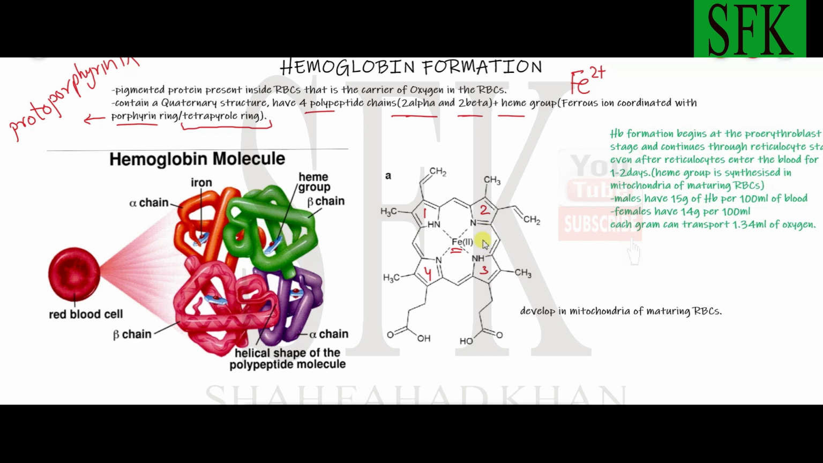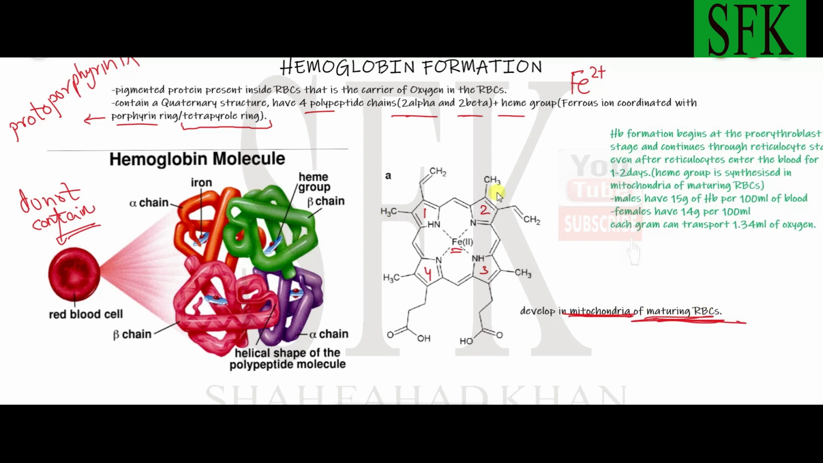Okay, and this heme group is made in the mitochondria, guys. This is important. It is made in the mitochondria of maturing RBCs. Okay, so remember that the mature RBCs do not contain mitochondria. But in the immature stages, in the newly formed RBCs, when they are maturing from the proerythroblast stage all the way to erythrocyte, well, we've done a lecture on the stages of maturation of red blood cells as well. I'll make sure to put a link to that in the description. Do check that out as well. This heme group develops in the mitochondria of the maturing RBCs.